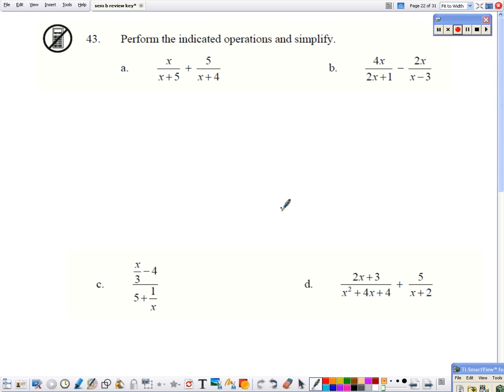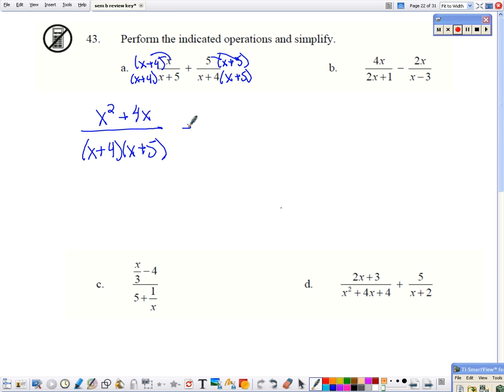So we need a common denominator to add these fractions together. This term needs an x plus 5 on the top and bottom to equal 1, and this term needs the x plus 4. And as I rewrite my fraction, I'm going to distribute this x and the 5. So we have x squared plus 4x divided by the common denominator plus 5x plus 25 over the common denominator.